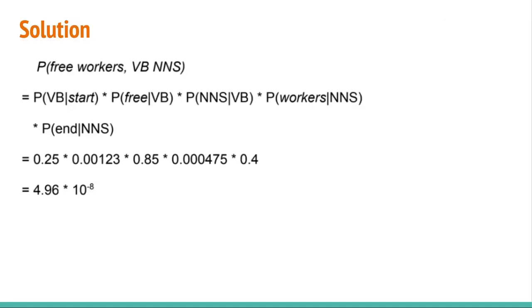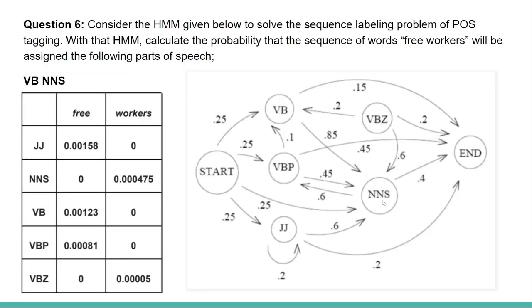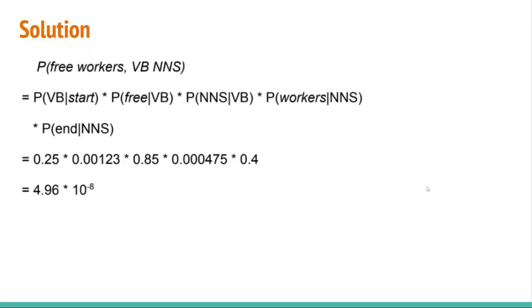And I think the final step was we make the transition from the NNS state to the N state. So the NNS state is here, the N state is here. So this is the probability 0.4. So we just multiply all the transition probabilities and all the emission probabilities, and with that we get the answer.